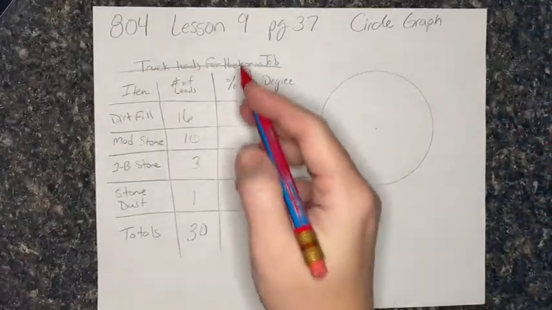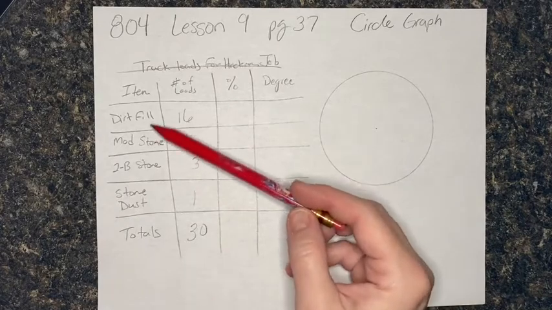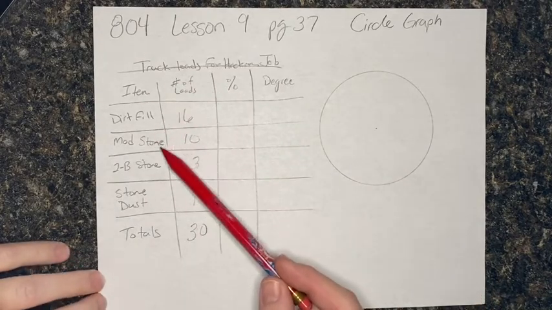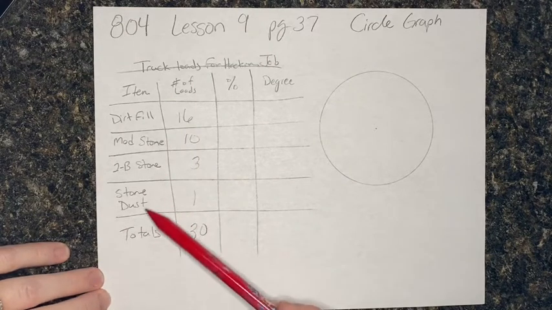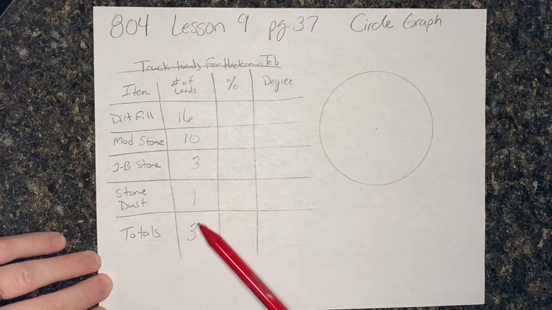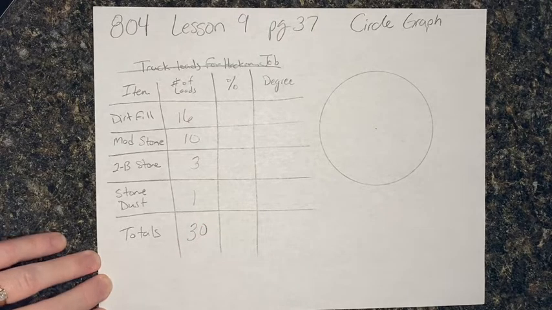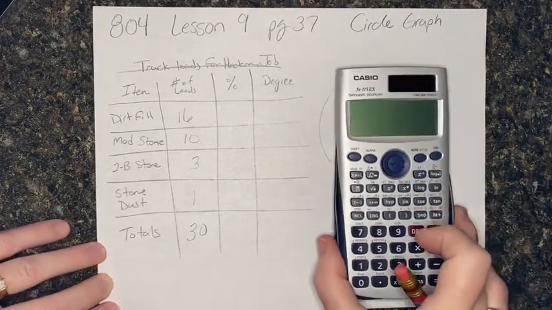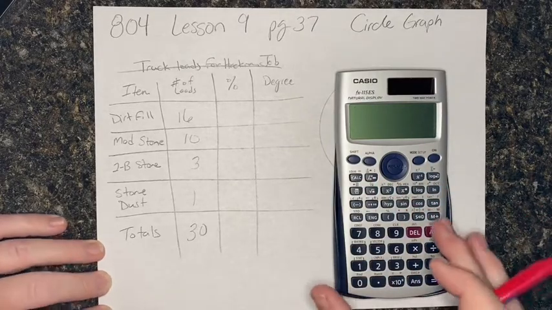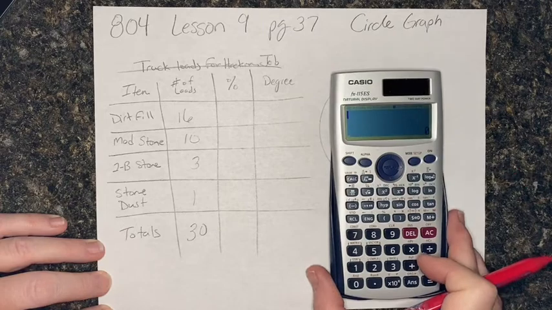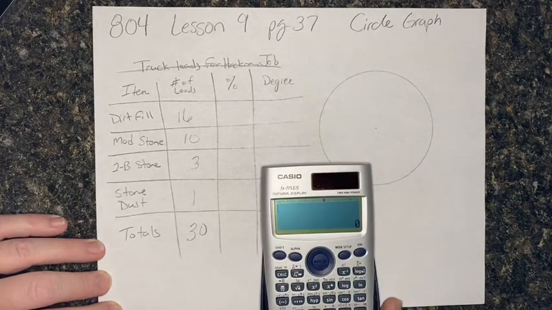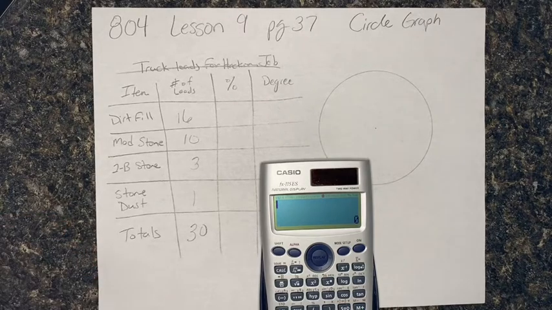And let's take a look at our chart here. We've got all these different numbers of loads of different items: dirt fill, mod stone, 2B stone, dust or stone dust, and for a total of 30 loads. So our first step is to find the percentage of each of these. Let me see now. Can you see? No, we cannot. Let me move it over here.